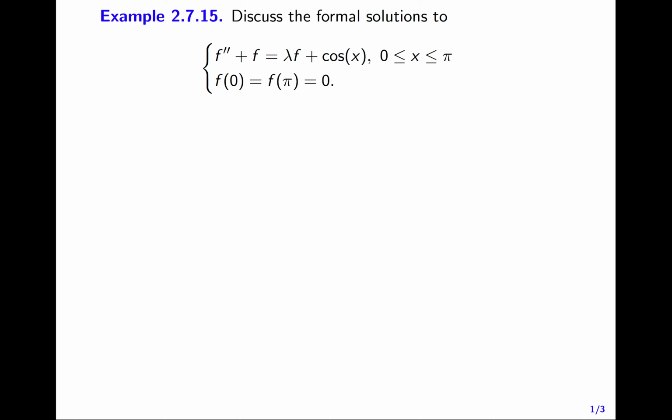Hello, and welcome to our example of solving a non-homogeneous boundary value problem with eigenseries. So we will look at the formal solutions to the BVP f'' + f = λf + cos(x) on the interval 0 to π, subject to the boundary conditions f(0) = f(π) = 0.